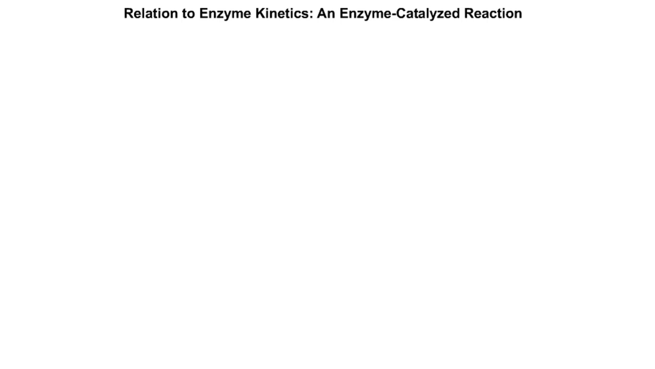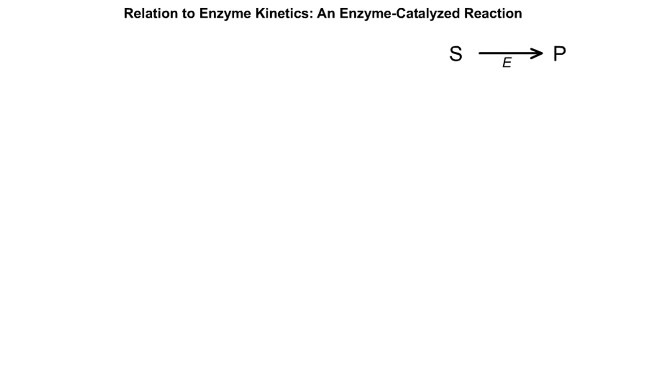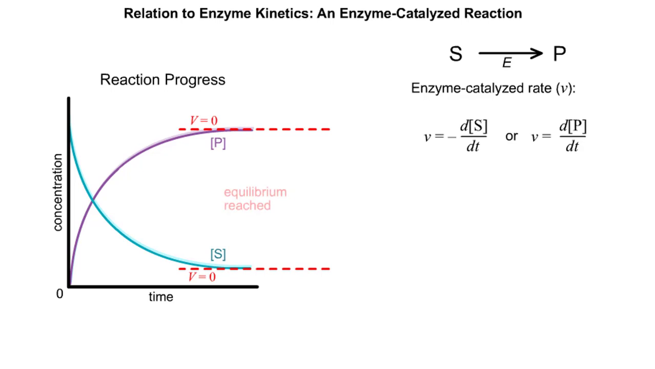In a simple enzyme-catalyzed reaction, the reactants are labeled S for substrates and products are labeled P. This looks like our first example, a simple first-order reaction in which substrate is converted to product. Similarly, the rate of an enzyme-catalyzed reaction is either the disappearance of the substrate or the formation of the product over time. As the reaction proceeds, the reverse reaction begins to compete with the forward reaction until the rates are equal and equilibrium has been reached.